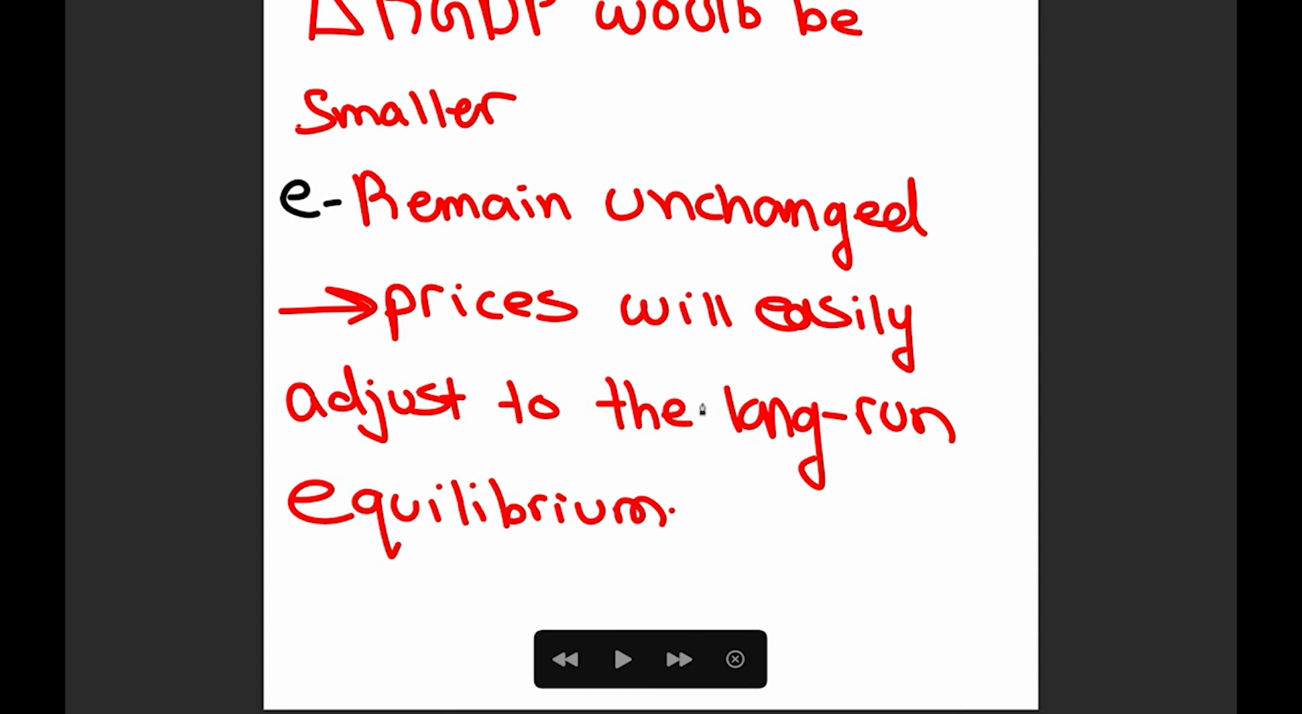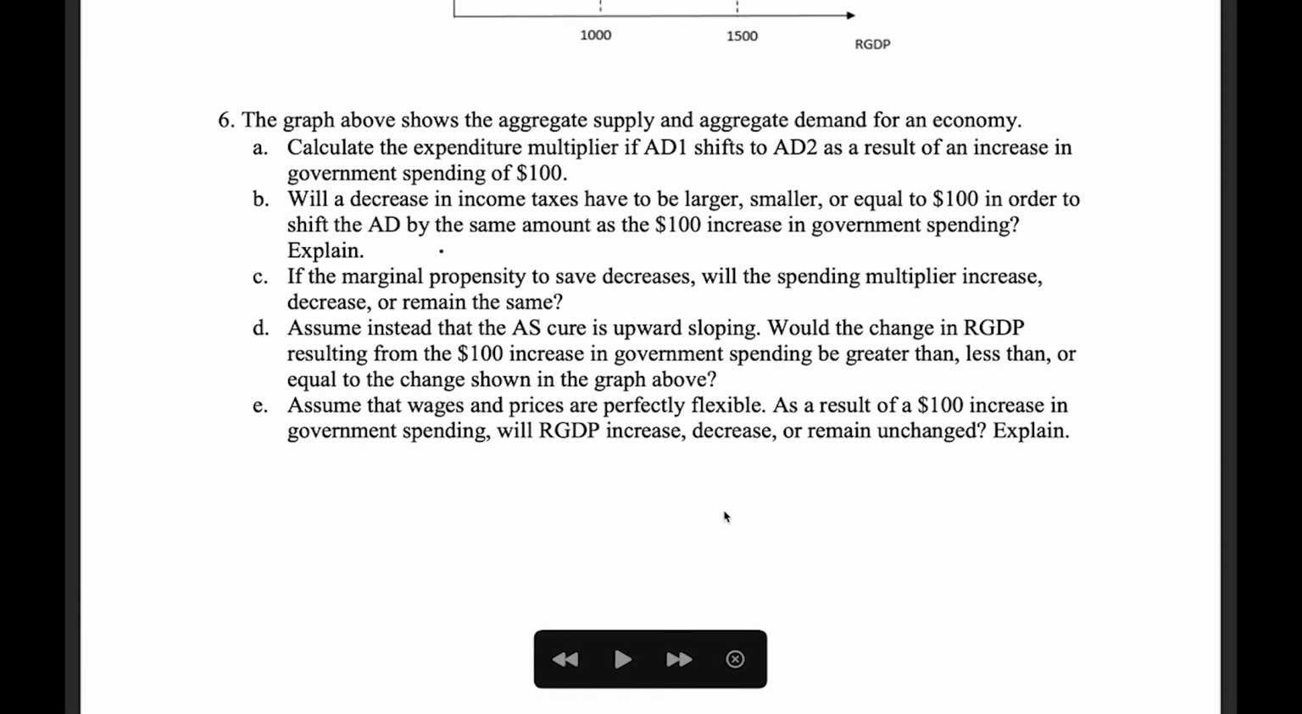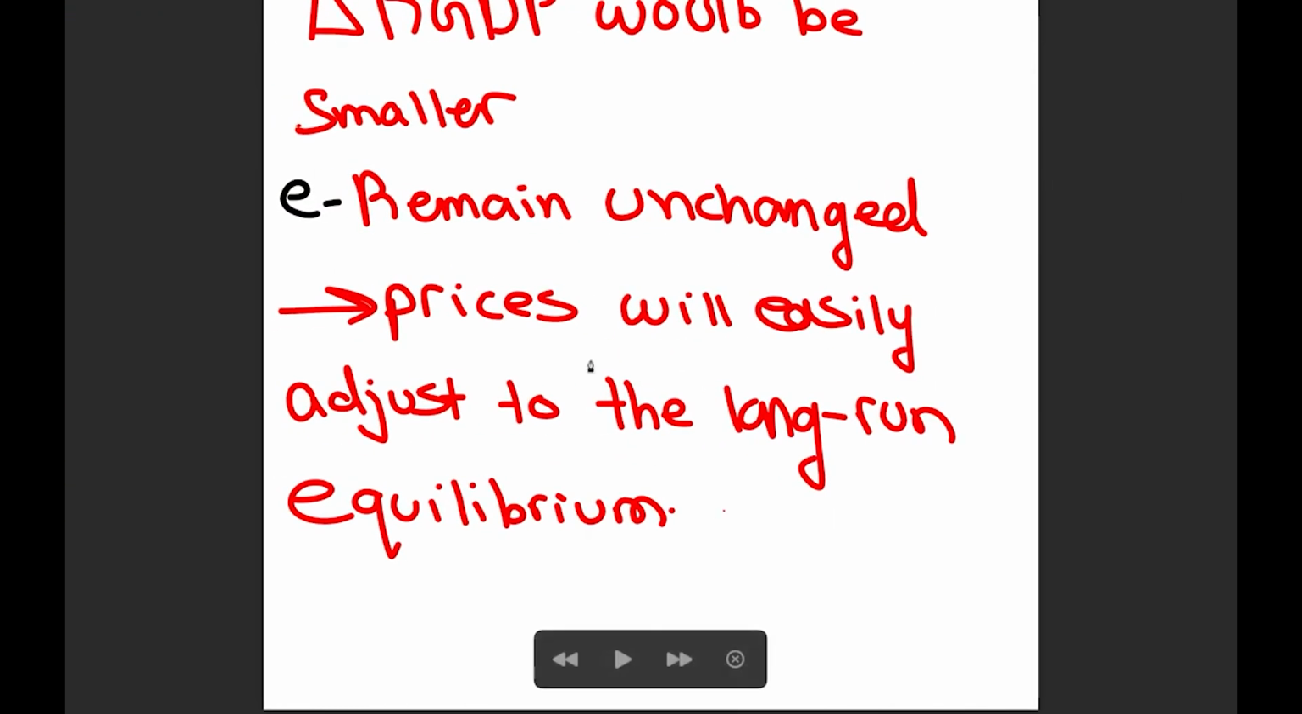If it's very flexible, that means I can change the prices without needing to change RGDP. That means it can remain unchanged. Why? Because prices will easily adjust to the long run equilibrium without me needing to change my RGDP.